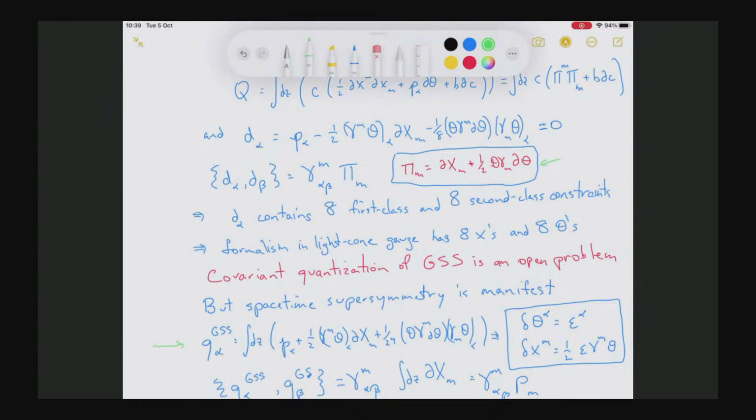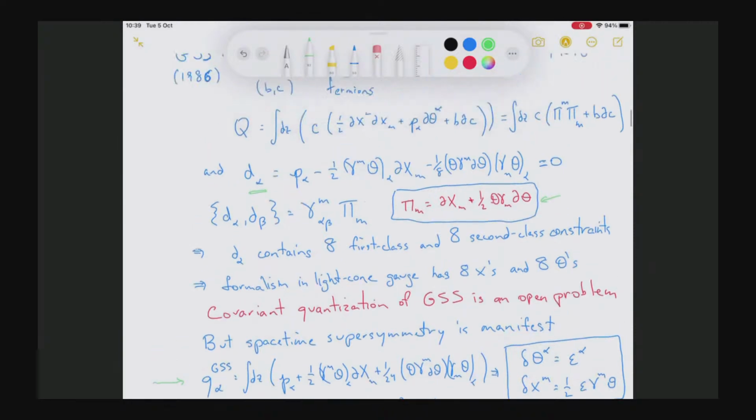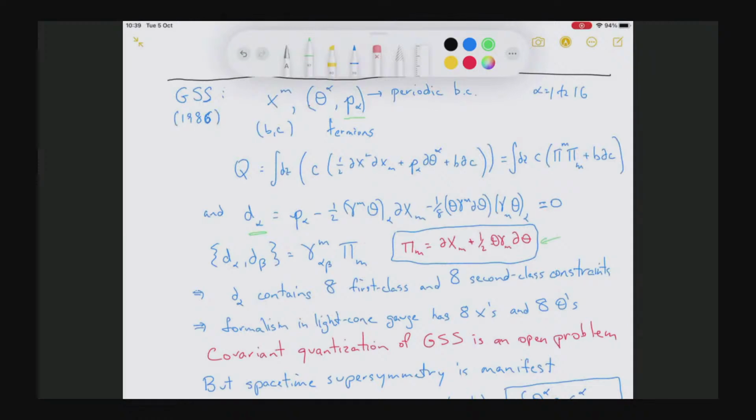Another space-time supersymmetric object, which is convenient to define, is this d alpha. So d alpha is constructed from the canonical conjugate to theta, which I'll call P alpha. That plays the role of D/D theta. And then small d alpha is something like the covariant derivative. If you were thinking in superspace, you would write something like capital D alpha is equal to D/D theta plus theta gamma alpha^m partial X_m. The world sheet version of this is this small d alpha, just because dx here plays the role of D/Dx.